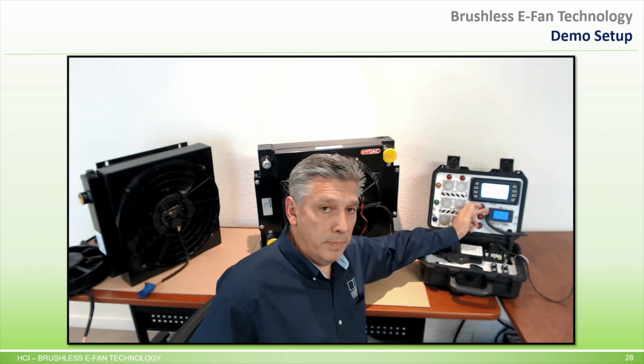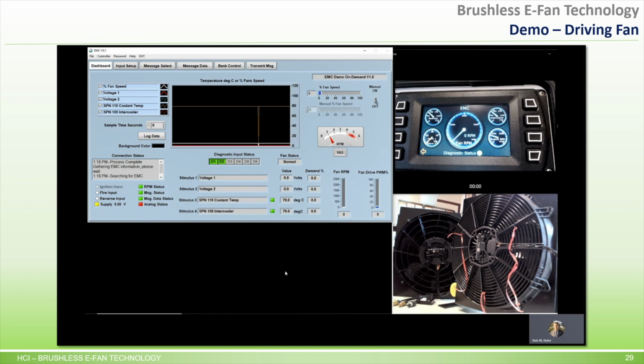Okay, so with this demo, what we're going to do is drive a brushless SPAL fan using an EMC controller. And we're looking at 4 different inputs. We're going to take whatever the highest demand is, and that's how fast we're going to run the fan. So in our upper left here, we have a screen, and this is from the EMC software. This is the dashboard. It's probably the easiest way to see what the inputs are doing when we're adjusting them.